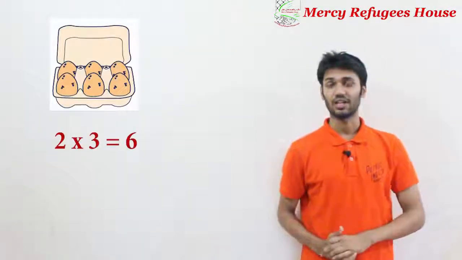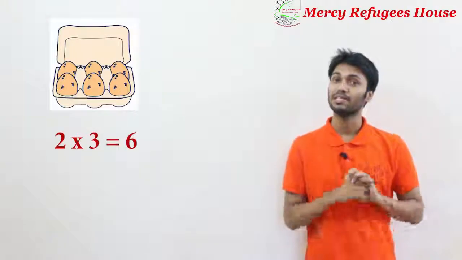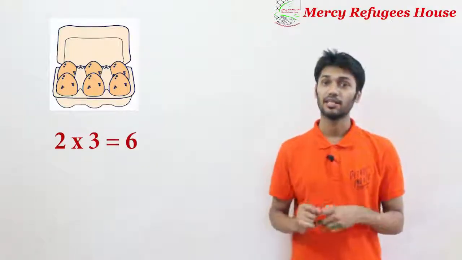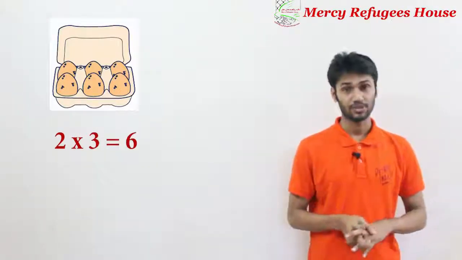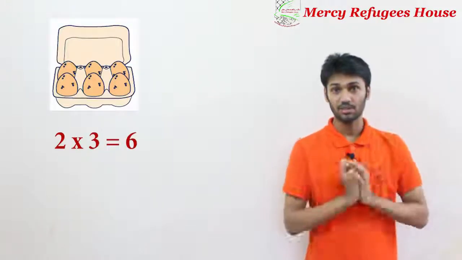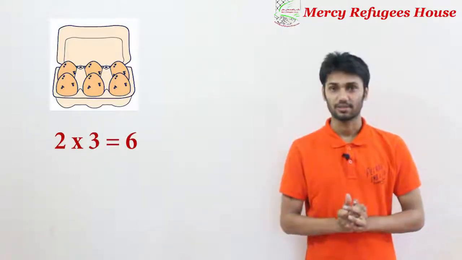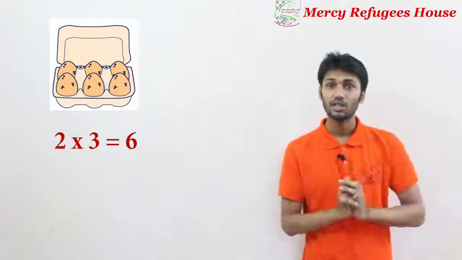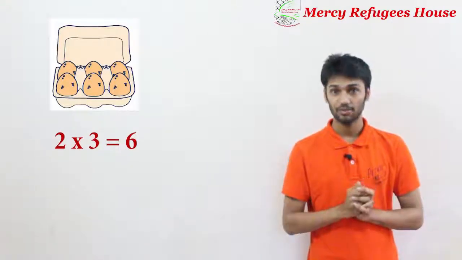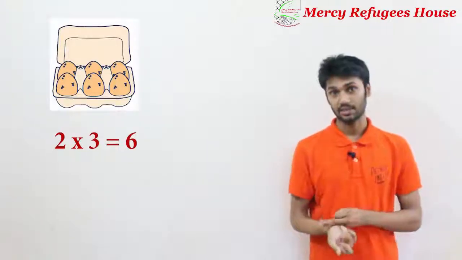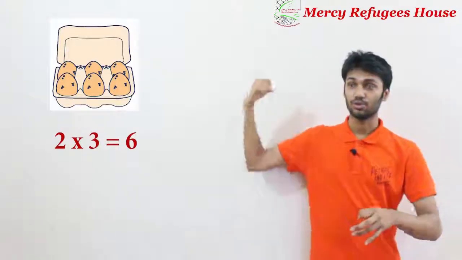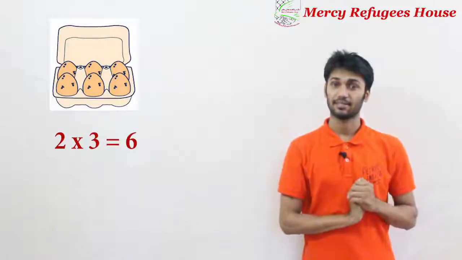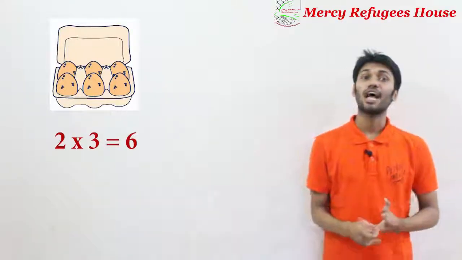For example, look at this very first picture. What can you see? We can see a box and there are 6 eggs in the box. You can see the box is horizontal. Here, if you look, there are 3 columns and in each column there are 2 eggs. So you could look at it like this: 2, 2, 2. This is 6. So this is what is called an array.